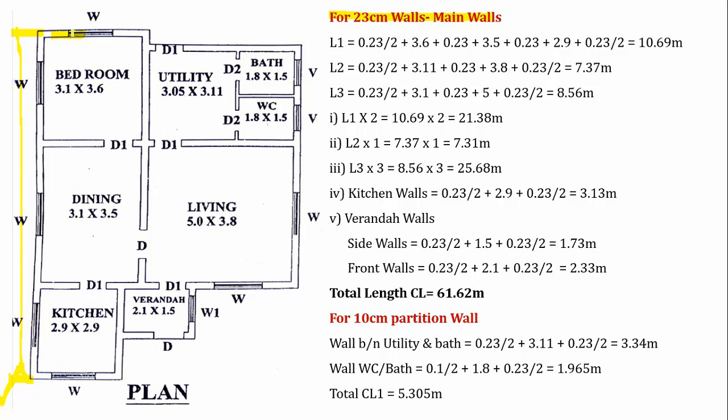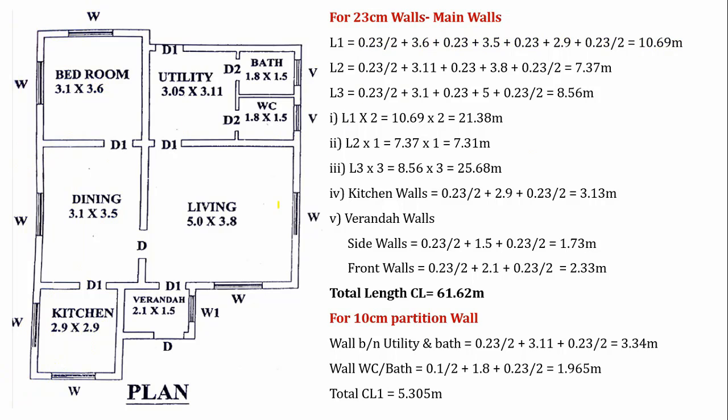This is 230 mm, so 230 divided by 2, plus this y direction dimension, which is 3.6. Then next this is 230. Then next in the y direction the dimension is 3.5, therefore 3.5 plus 230, plus this y direction dimension 2.9, plus the center of this wall, that is 230 by 2. So this vertical length will be equal to 10.69 meters.